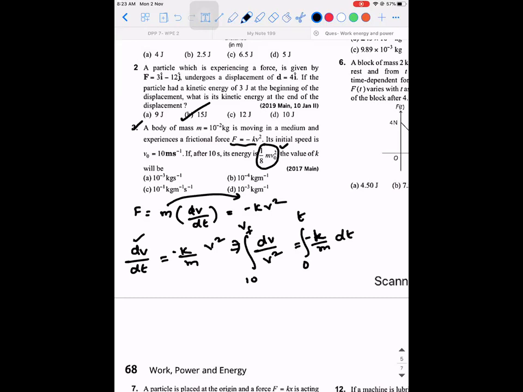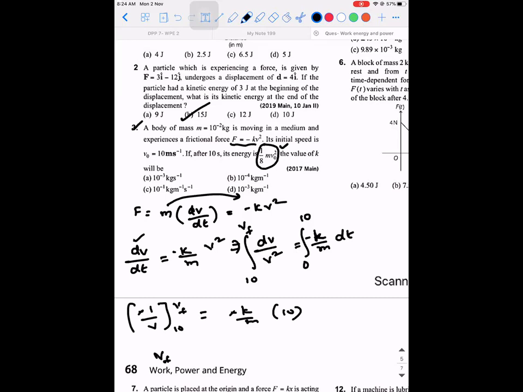Now tell me. t I will directly substitute as 10 seconds. So the integral of 1 by v square, what is it, guys? Minus 1 by v. So in minus 1 by v, if you substitute the limits vf and 10, minus 1 by v from 10 to vf is equal to minus k by m into 10. Correct? So minus and minus are gone.